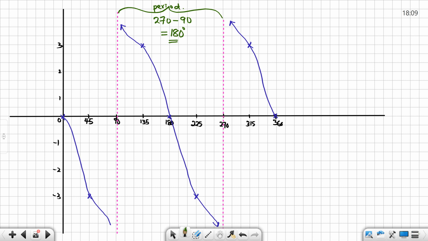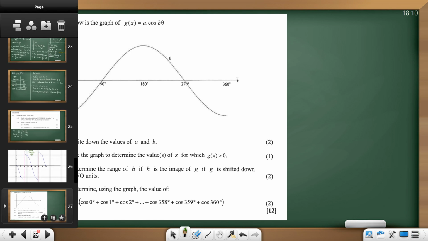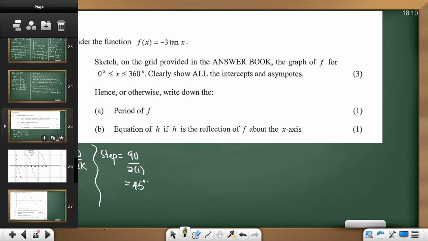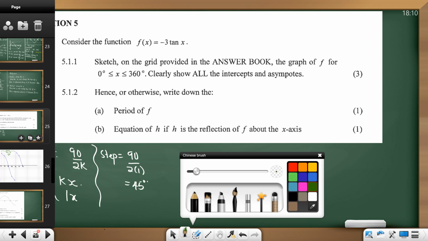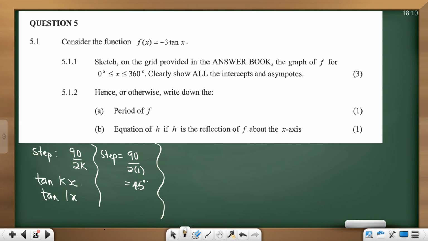Okay, we've got to run. It's just to get the point, and with your calculator, whatever graph they give you, you just walk through. Let's see this. Write down the period of f, which we've done. Then reflection of f about the x-axis. 5.1.2a, we said our period is what? 180.